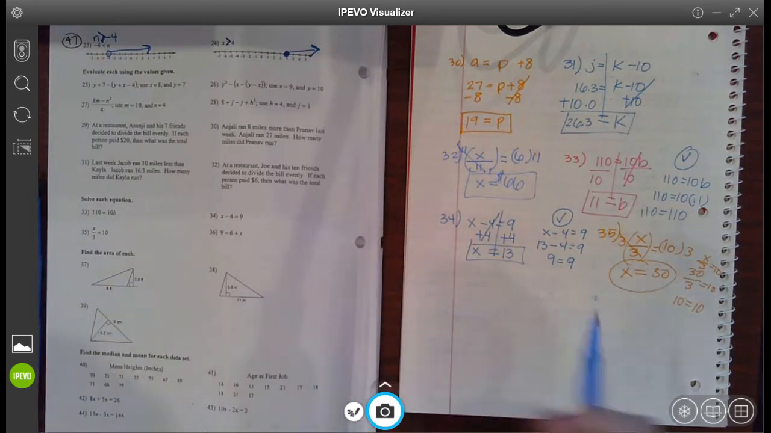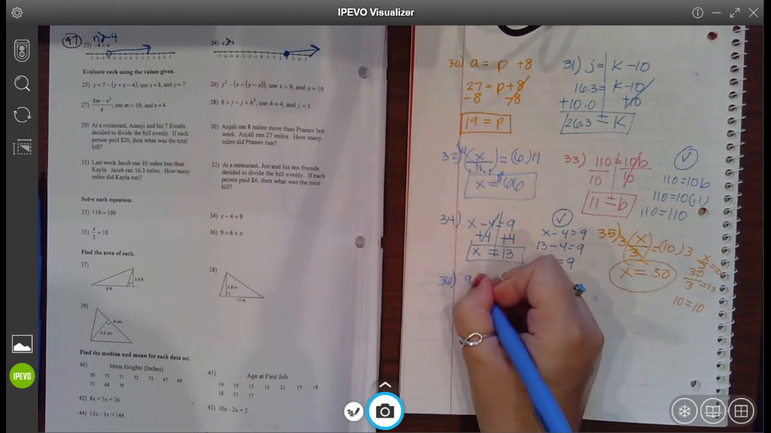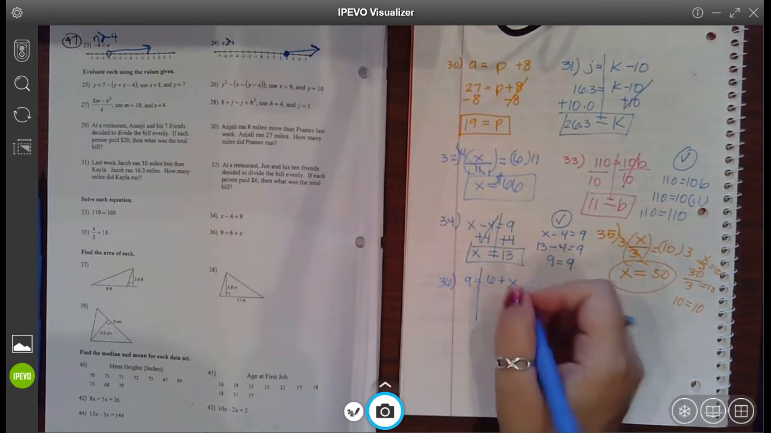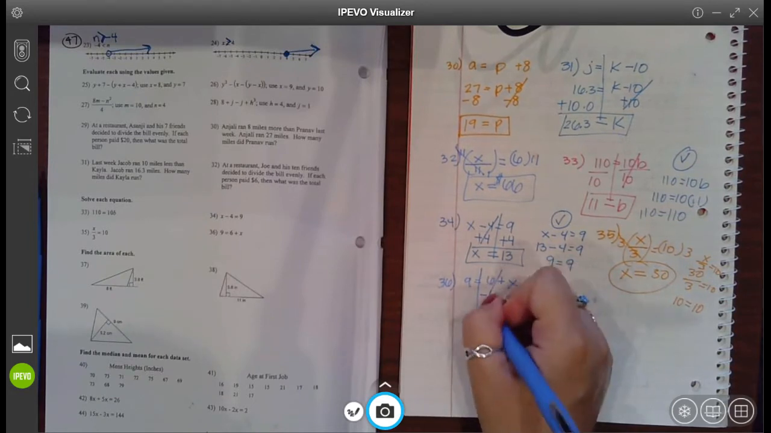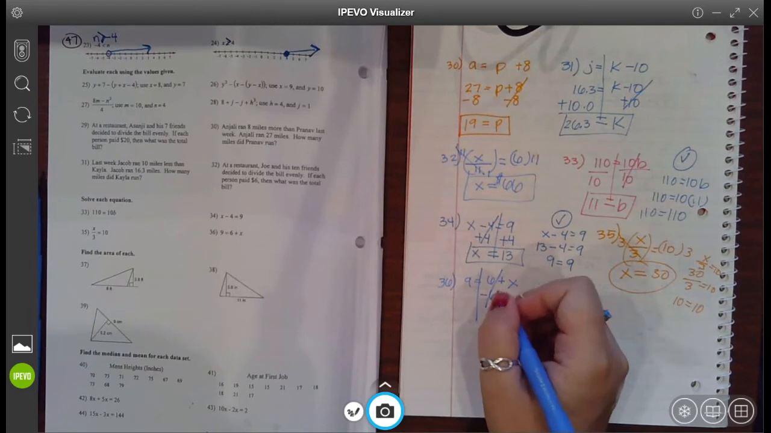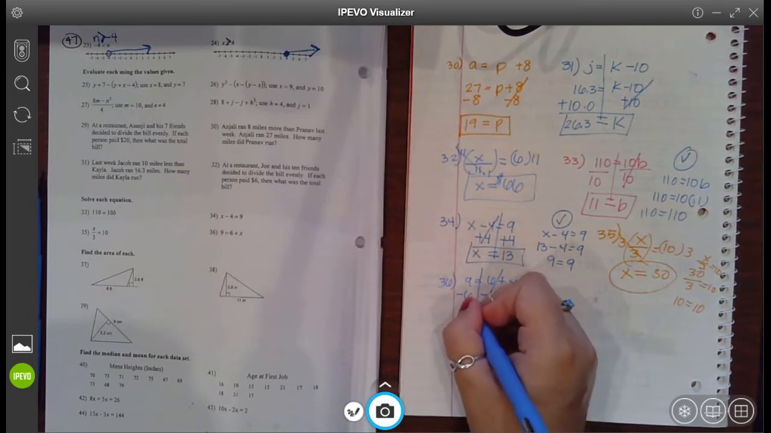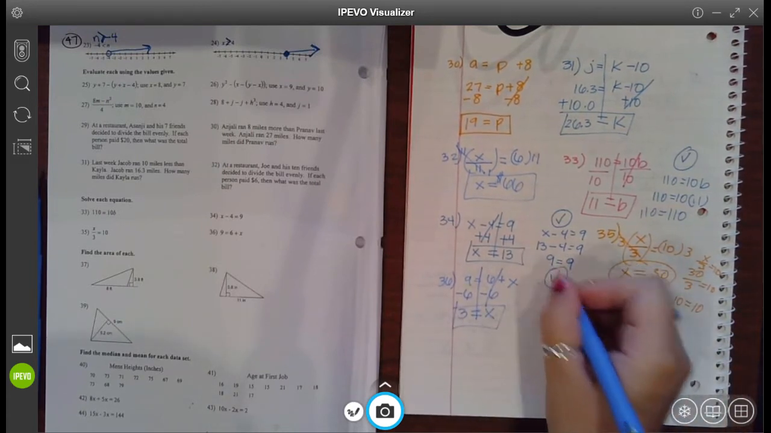Okay, number 36, last one of these ones. You have 9 equals 6 plus x. To get x by itself, I want to get rid of this positive 6, so I'm going to subtract it. Those cancel, because 6 minus 6 is 0. 0 plus x is just x. Whatever you do to one side, you have to do to the other. So 9 minus 6 is 3. X is 3.